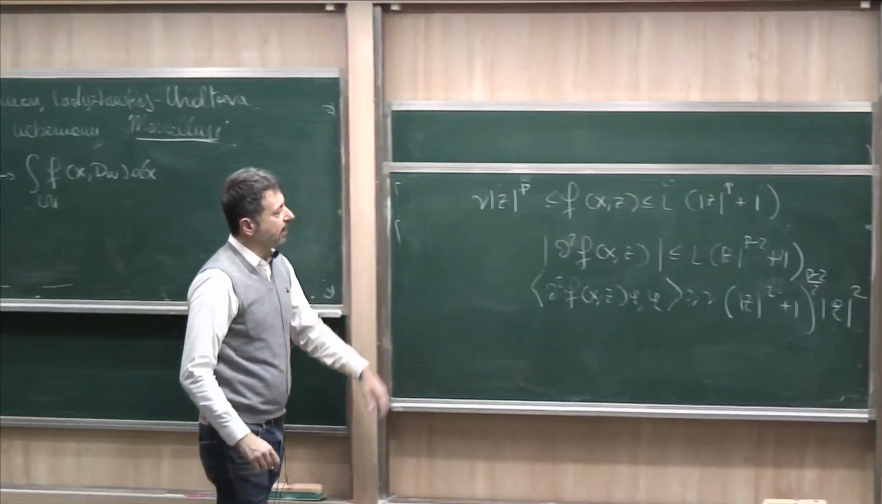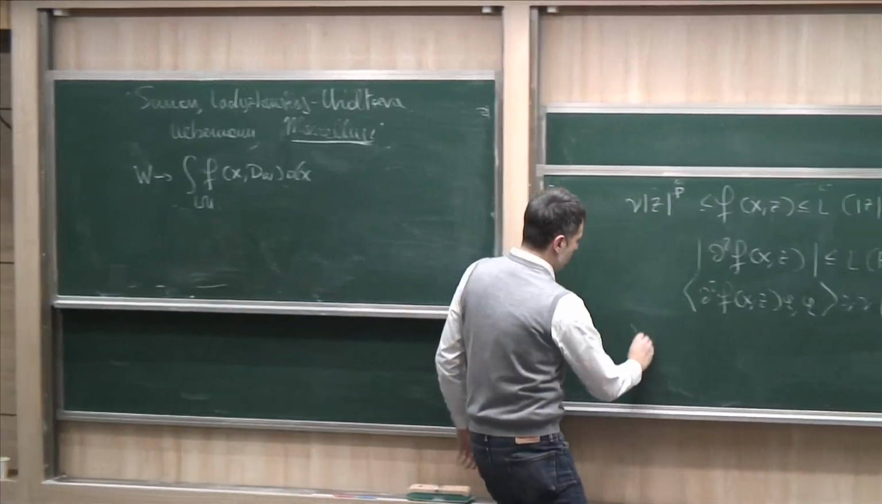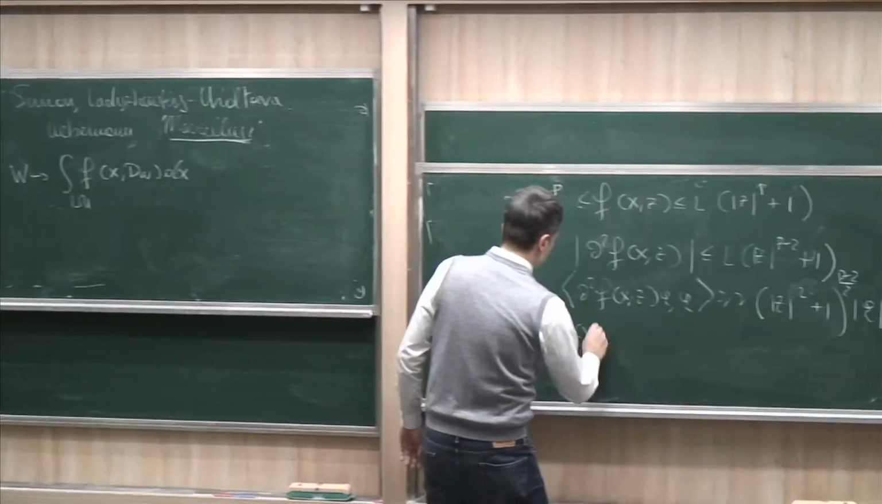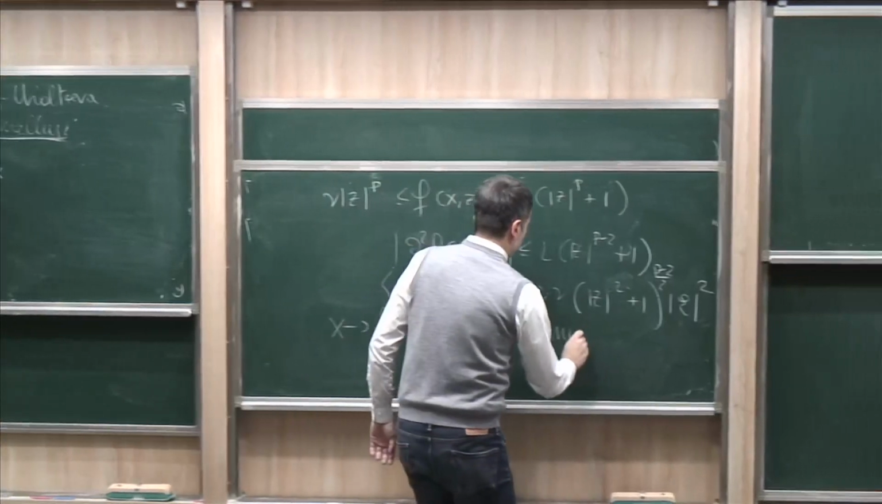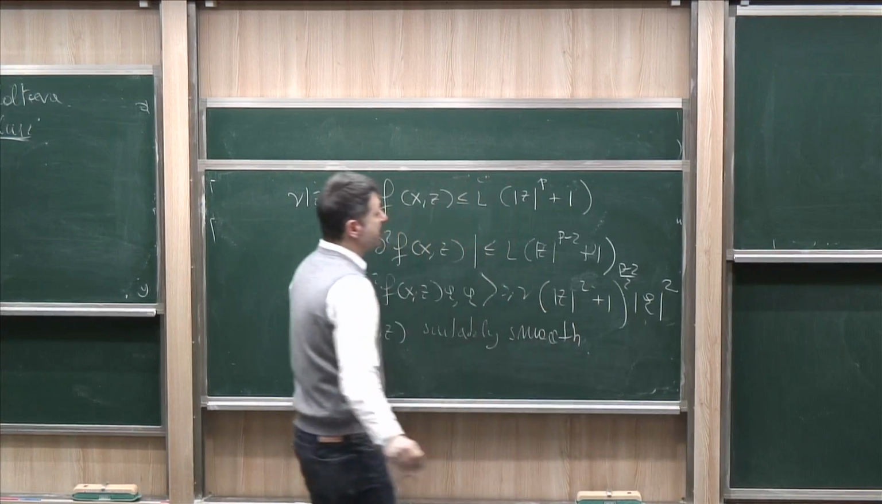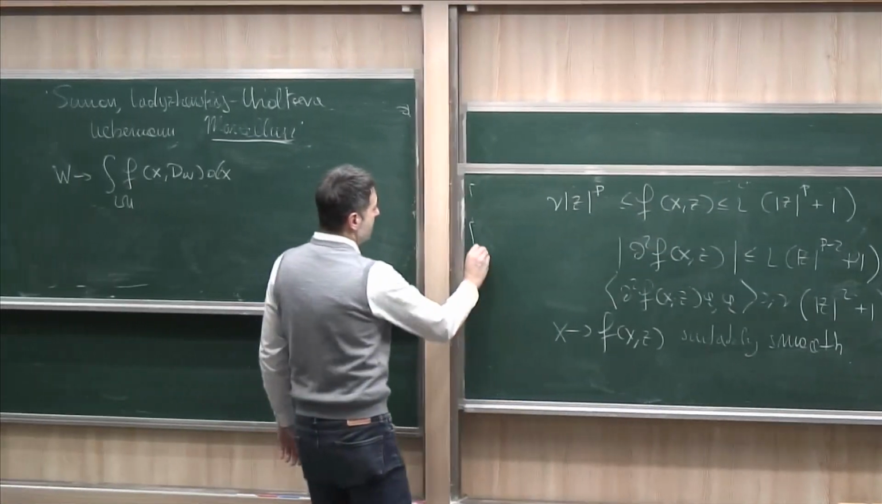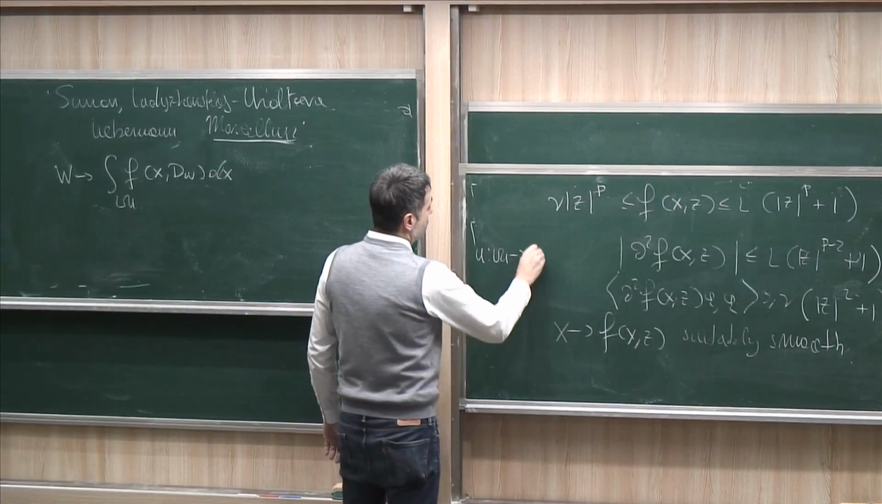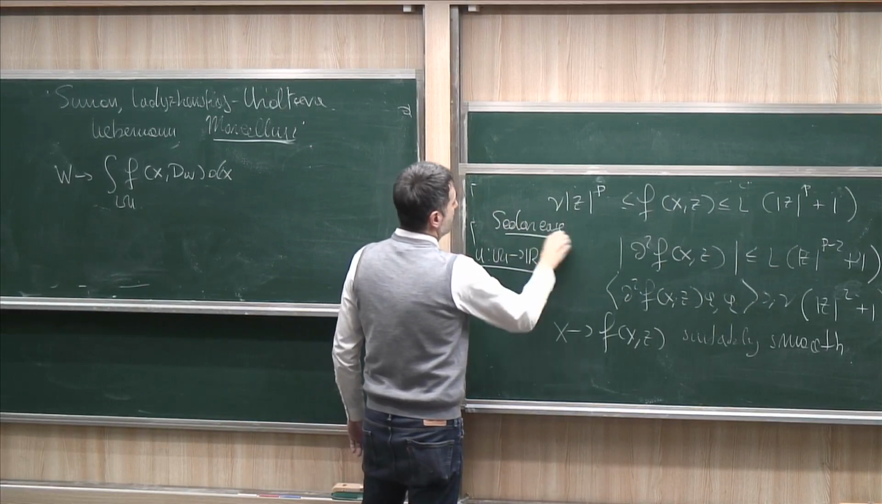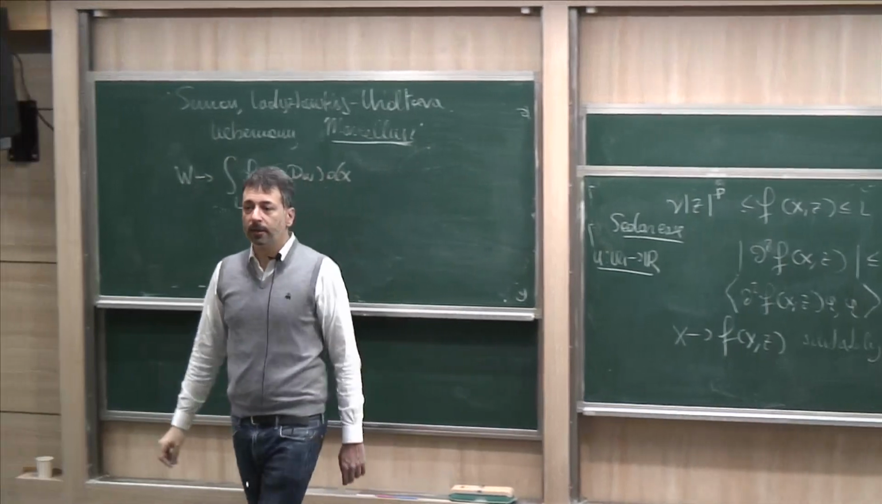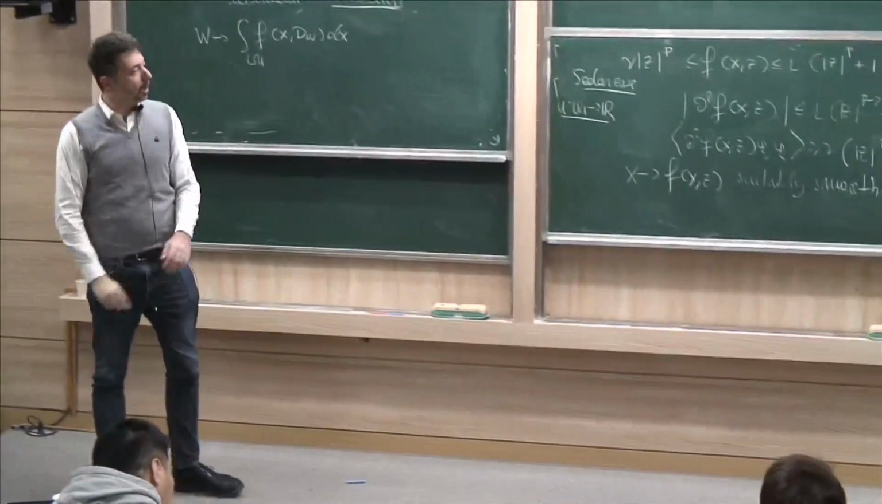And I'll tell you something later. This is suitably smooth. And let me specify one thing that now I'm going to consider: minimizers and competitors, which are scalar valued, scalar case. So I go back to the scalar case. So I will not touch, in this respect, the vectorial one.